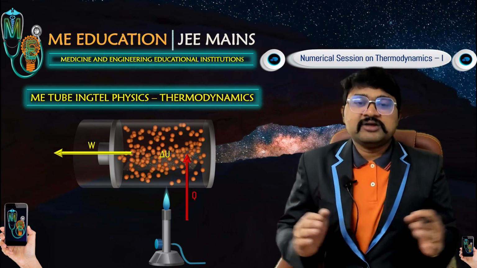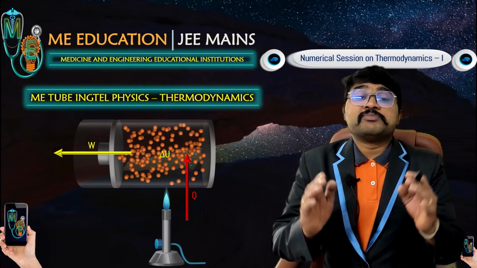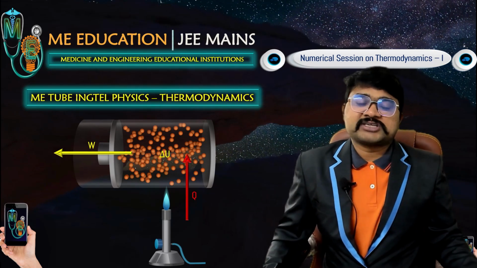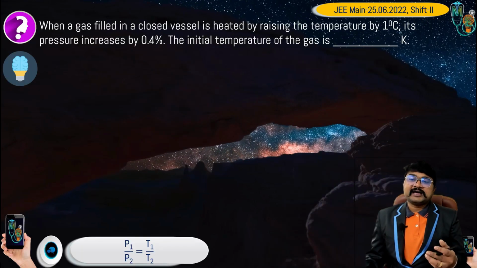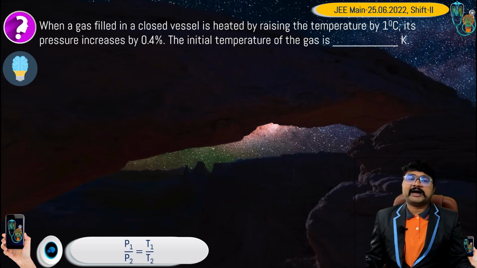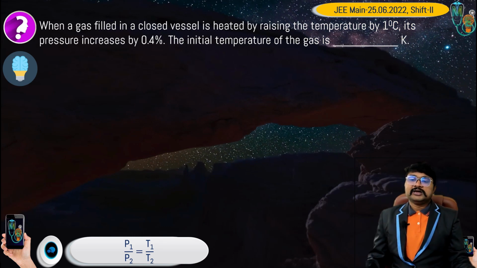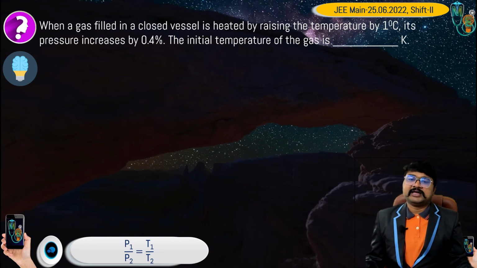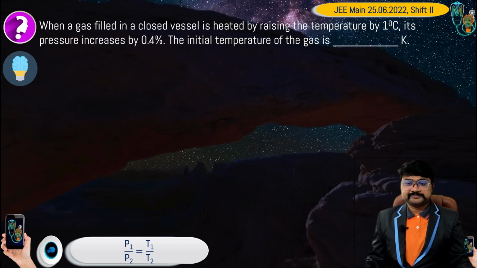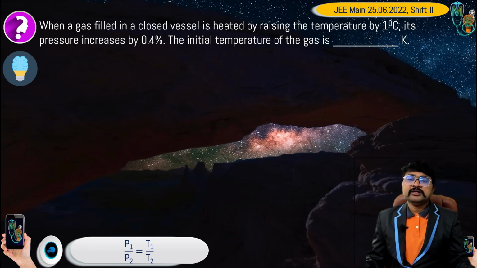In this session, we can solve some problems based on thermodynamics. Let's start the session. When a gas filled in a closed vessel is heated by raising the temperature by 1 degree centigrade, its pressure increases by 0.4%. The initial temperature of the gas is.